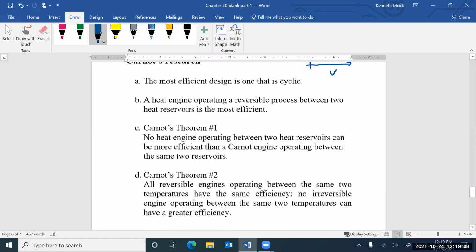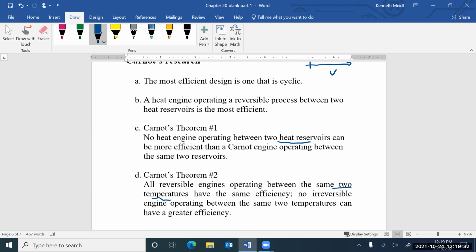Theorem number two. Now it's written in terms of temperatures here, right? Two heat reservoirs, that's Q. And now we'll write it in terms of temperatures. All reversible engines operating between the same two temperatures have the same efficiency. That's very interesting. No irreversible engine operating between the same two temperatures can have a greater efficiency.